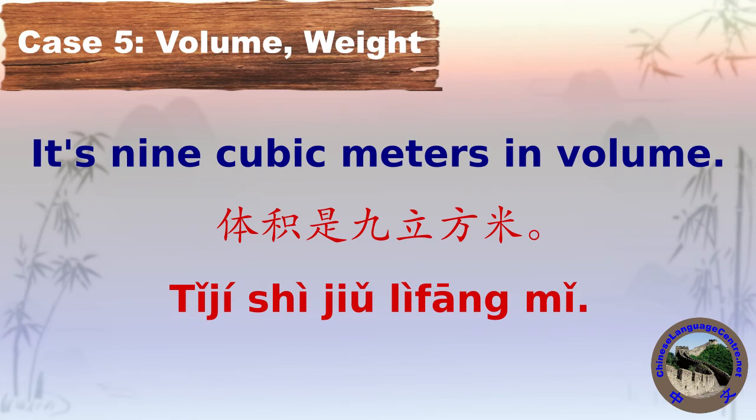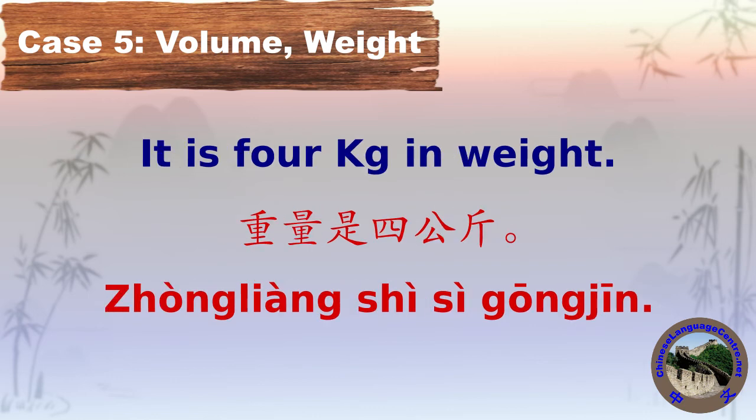Next case is about volume, weight, mass, and so on. For example, it's 9 cubic meters in volume. We say, 体积是9立方米. 体积 means volume. Next example is 4 kilograms in weight. 重量是4公斤.